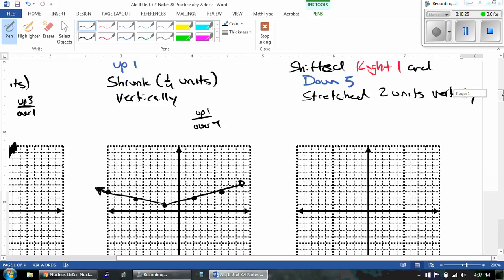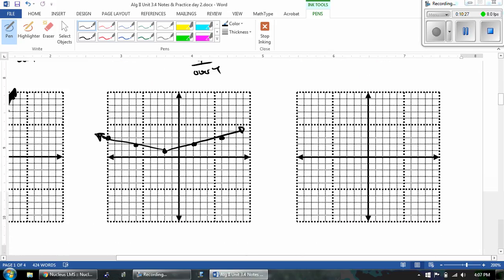So let's go ahead and graph that. I have to go right 1, down 5. And then instead of going up 1 over 2, we're going to go down 2 over 1. So I go down 2 over 1, down 2 over 1. And we're going to do that in both directions. Okay? And then use your straight edge to line everything up and draw your graph.